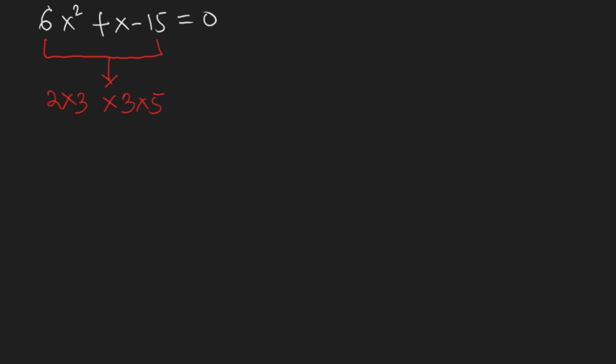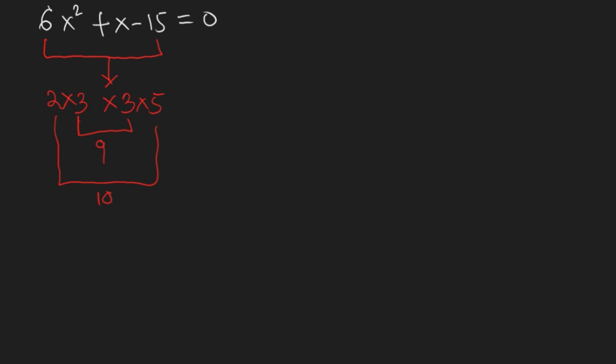So when I do this, I now multiply the numbers, and then I find two of them that when I multiply, I'll get the product of 6 and negative 15. And then when I add, I'll get the middle number here, which is plus 1, because I have plus x. So I'm supposed to get plus 1. Alright, so I can do 3 times 3 gives me 9, and then 2 times 5 gives me 10.